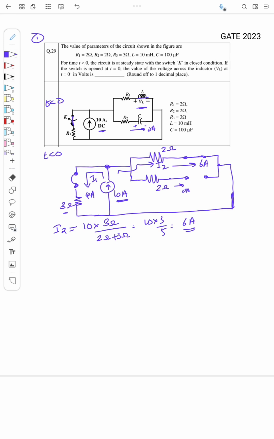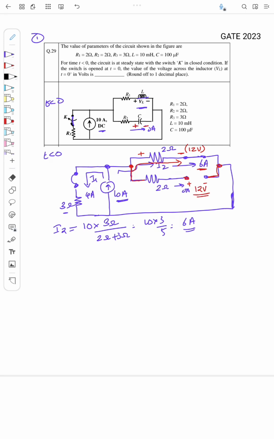Okay, now if you carefully see, the current flowing through this resistor is 6 ampere. So there will be a voltage drop across this 2 ohm, and that is equal to 6 into 2, that is 12 volt, right? So that voltage is across these two nodes. So what is the voltage drop across the capacitor now? That is the voltage at this point, the same as this point. So the voltage across the capacitor built up will be the same as this 12 volt. So this voltage will be equal to 12 volt, right?